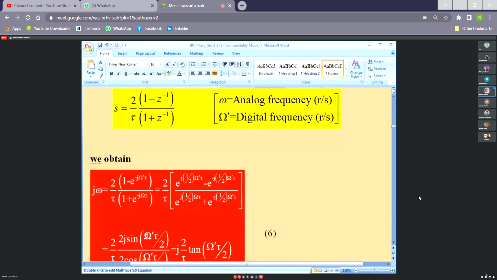So be careful here in equation 6. I have made a slip. You should write capital omega prime here and here.